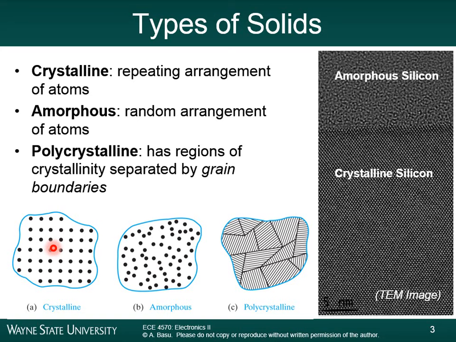What's an example of an amorphous material? Steel. Sure. Steel can have a random arrangement of atoms. What are some of the corresponding properties of steel? It's conductive. It's conductive, yes.